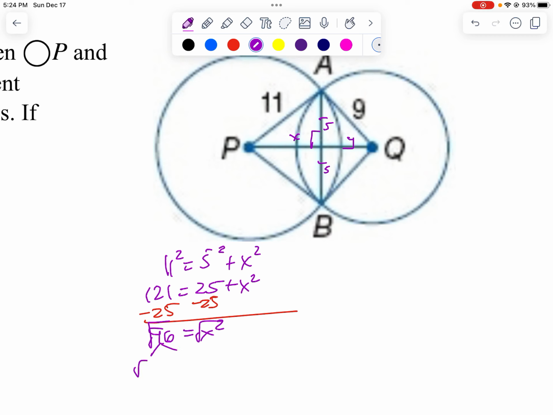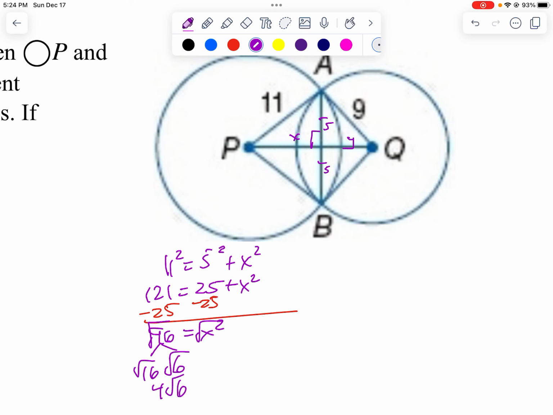And I do believe 16 goes into 96. I could be wrong. I'll redo it if I check it and it's not right. Yeah, it's 6. So this is 4 square roots of 6.